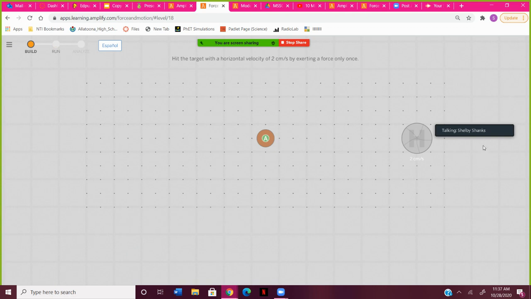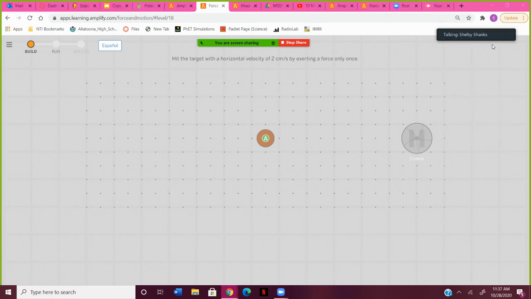All right, I told you guys that the targets would come into play. And so right here you see that we have a target. Our mission, so we're on mission 1. Our mission is up here at the very top where it says to hit the target with a horizontal velocity of 2 centimeters per second by exerting a force only once. Okay, we want to hit this target with a horizontal velocity of 2 centimeters per second.